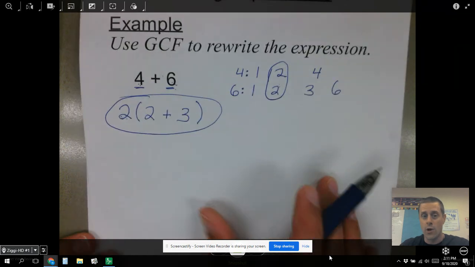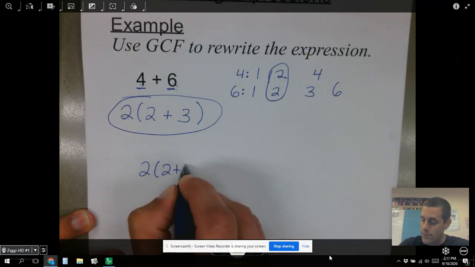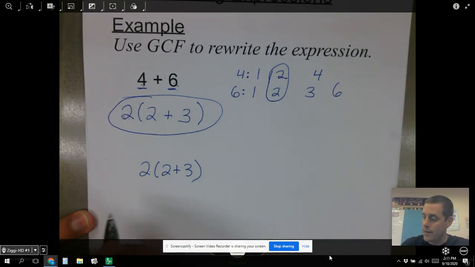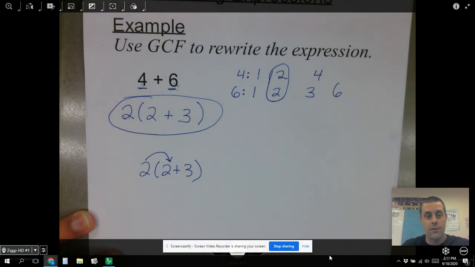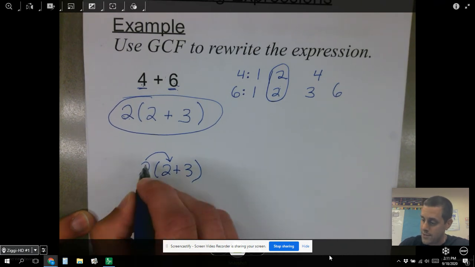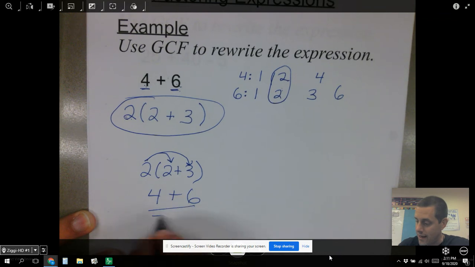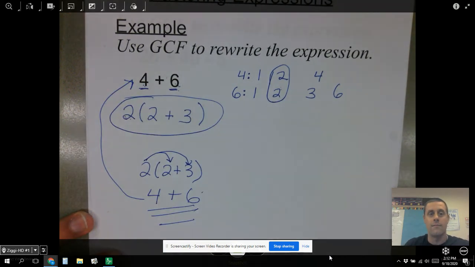Now, if you want a quick way to test your work to make sure you did everything correctly, take your result of factoring, 2 times the quantity of 2 plus 3, and use the distributive property like we did in a lesson earlier this week. Distribute the coefficient 2 to the first term 2. 2 times 2 is 4, plus distributing to the next term, 2 times 3 gives me 6. And if everything was correct, you should get the same expression you started with.